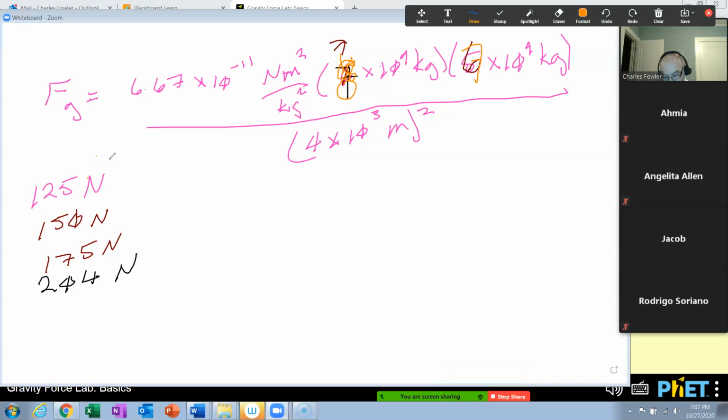6.67 EE11 negate times 8 EE9 times 7 EE9 divided by, open parentheses, 4 EE3 close parentheses squared equal. What did you say again? 233.45. Okay, so I'm going to round that to 233 newtons. But yeah, you can put the 0.5, no sweat.